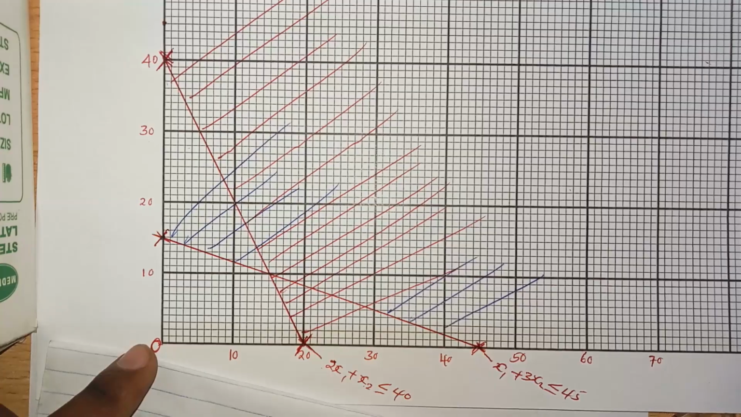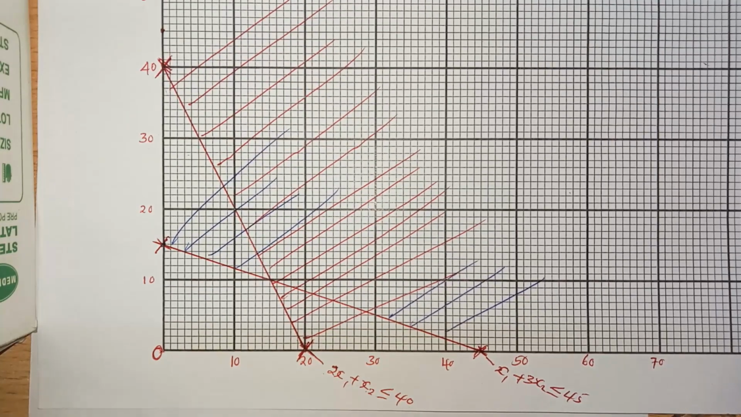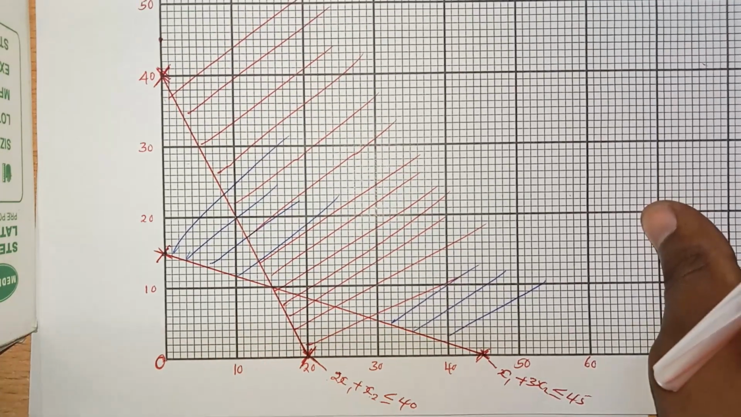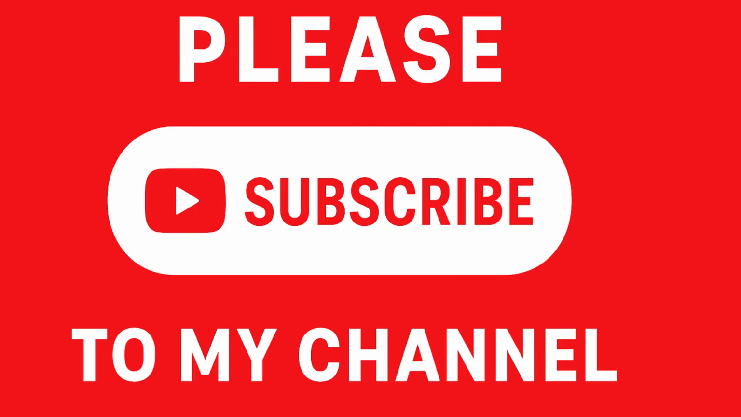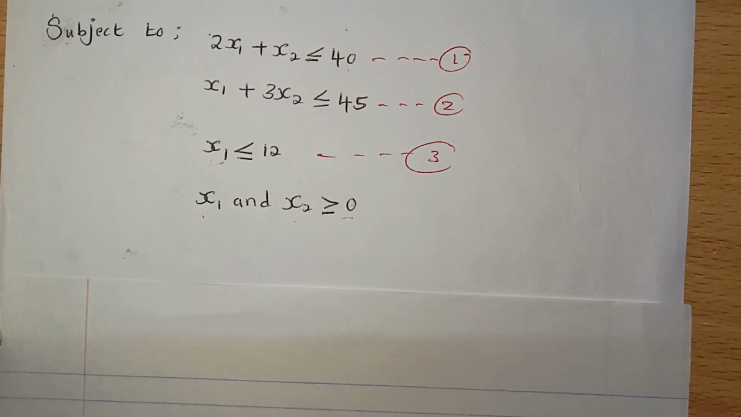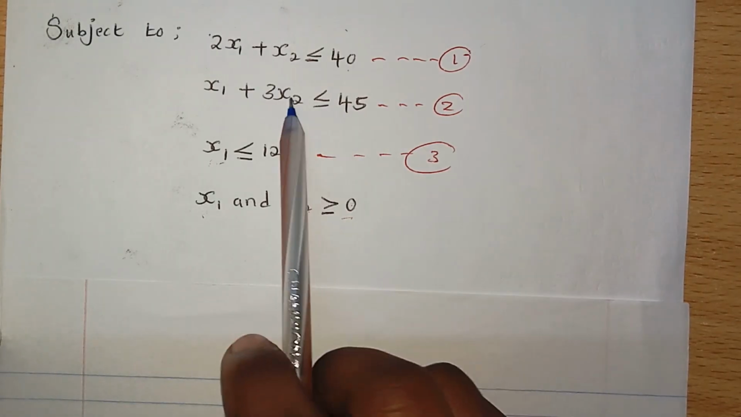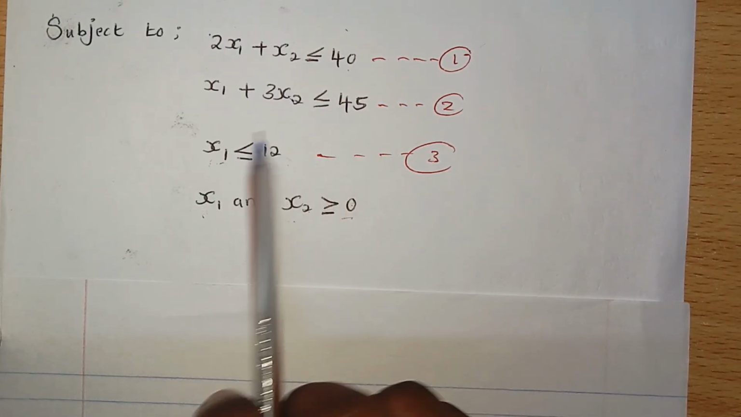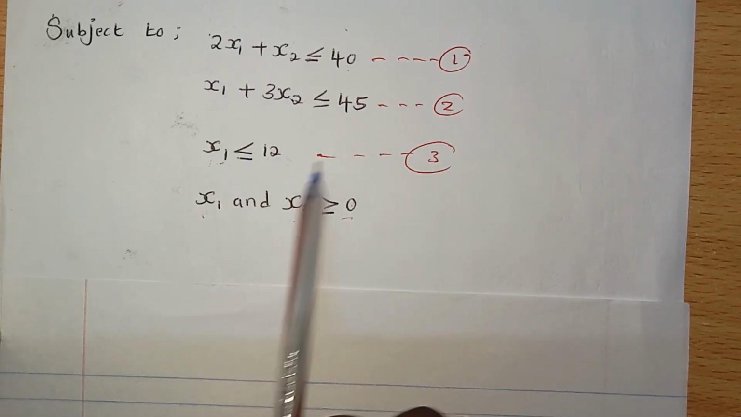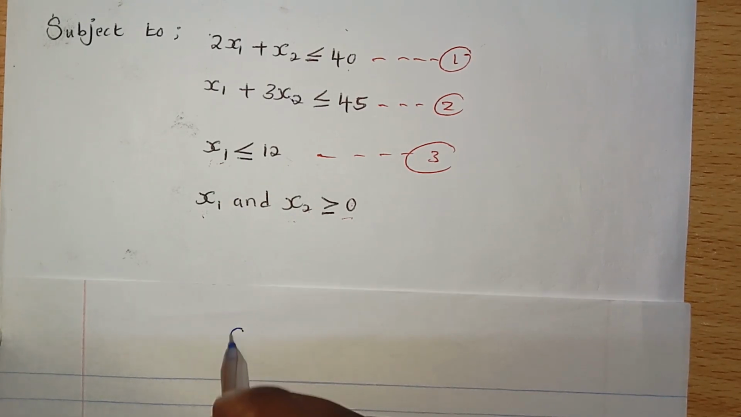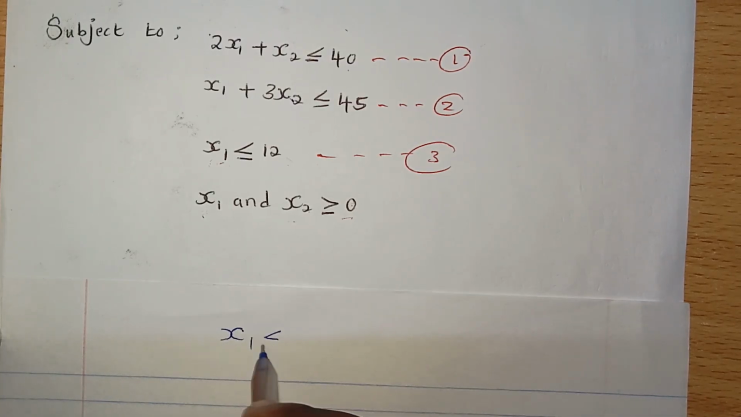Let us now proceed with our question. In our question, we have been given 3 constraints. The first one we have been able to plot, the second one, and then we have the third one, which is x1 is less than or equal to 12.